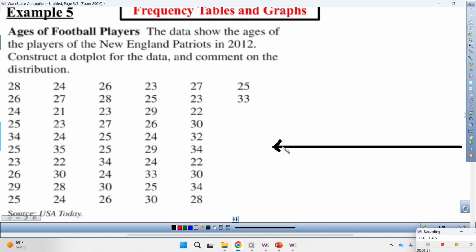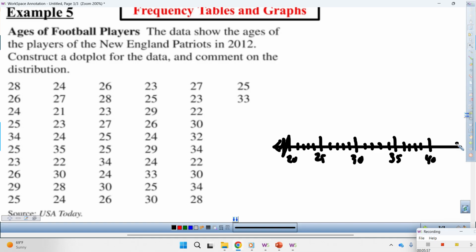So look up. This is how you set up a dot plot. Since there's nothing below 20, I'm just going to do the wiggles. Start at 20. Then 1, 2, 3, 4, 25. 1, 2, 3, 4, 30. 1, 2, 3, 4, 35. 1, 2, 3, 4, and 40. Okay. So the least is 21, the highest was what, everyone? 35? Okay.